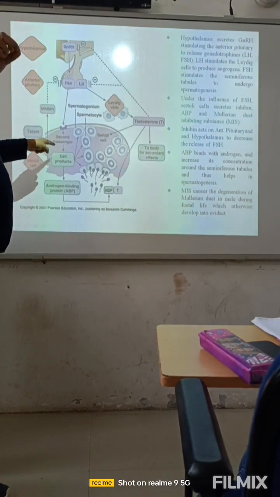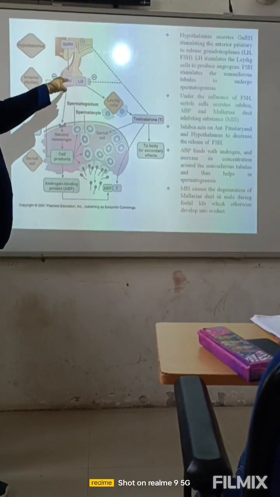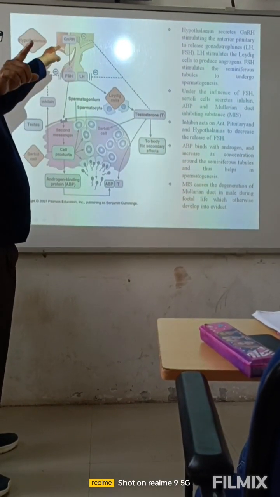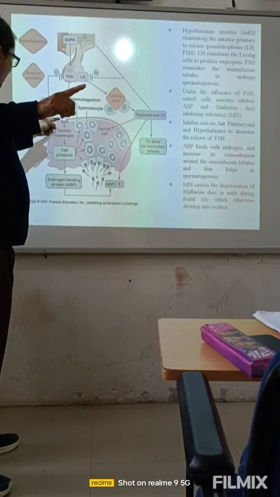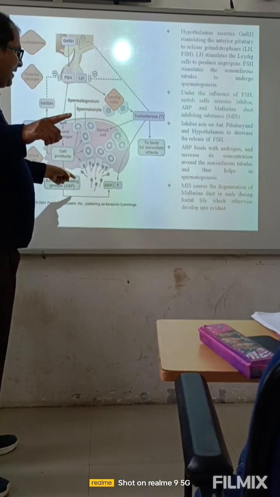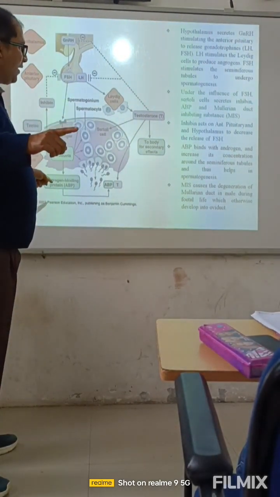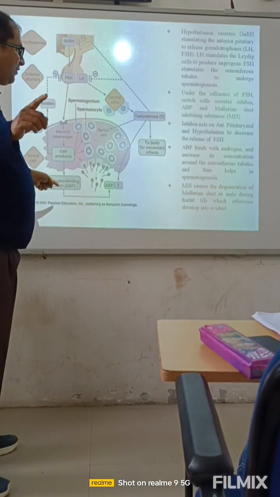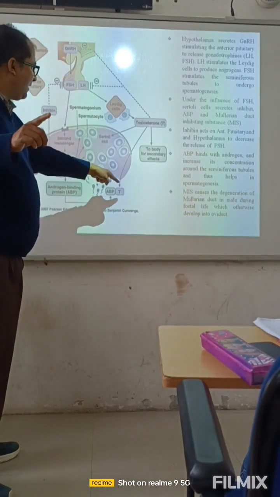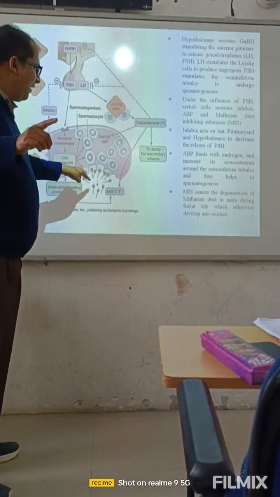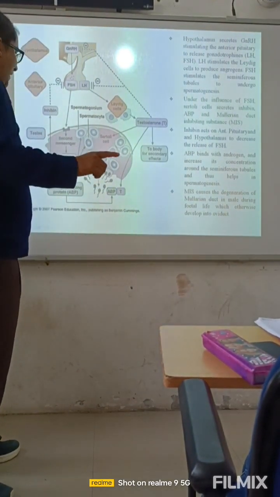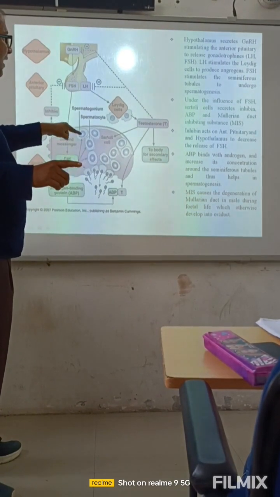Right? So inhibin inhibits follicle stimulating hormone, and it also inhibits gonadotropin releasing hormone, right? The second one is ABP, androgen binding protein. ABP binds with androgen, that is testosterone, and increases its concentration around the seminiferous tubules. And third is Mullerian duct inhibiting substance.